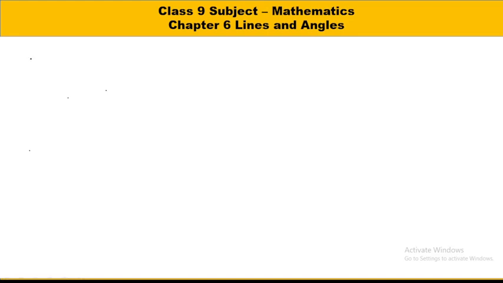In this video we are going to have example 4, example 5 and example 6, which is given in page number 101 onwards, and it is before your exercise 6.2 for chapter 6, lines and angles. So here we have the example 4.